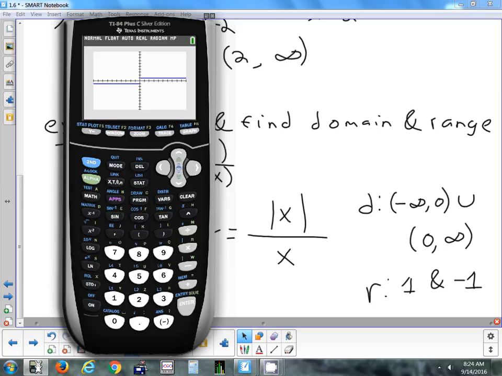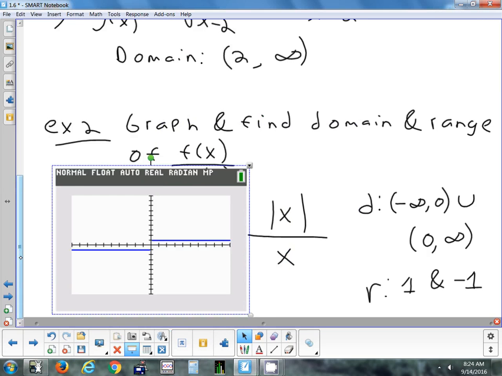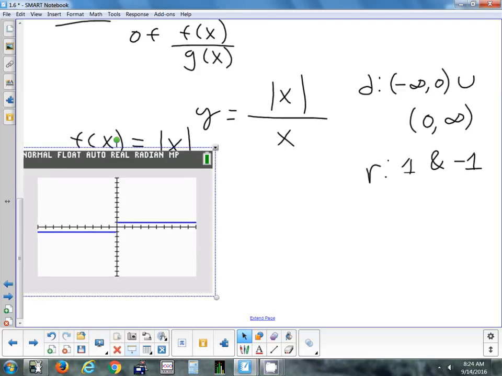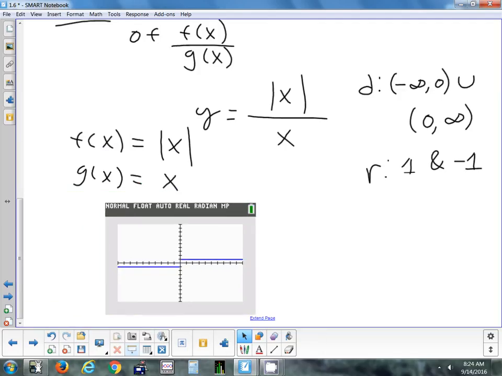It's a little bit different graph. This is not connected. It's in two separate pieces. Any questions on that? All right, so we started to get into a little bit with range here, and we're going to do more with range as we go.